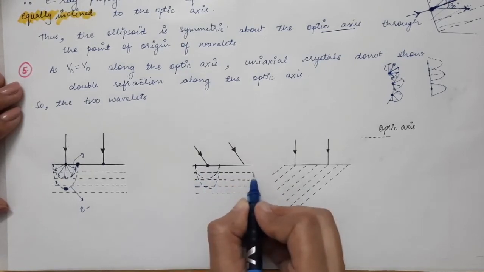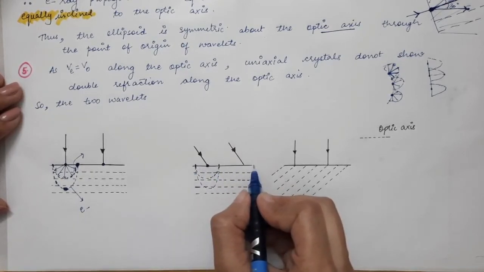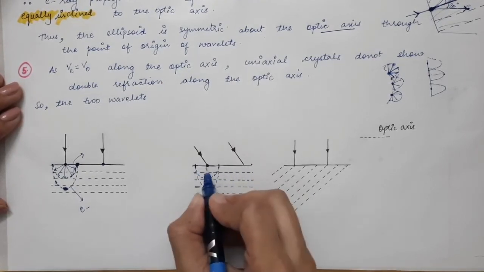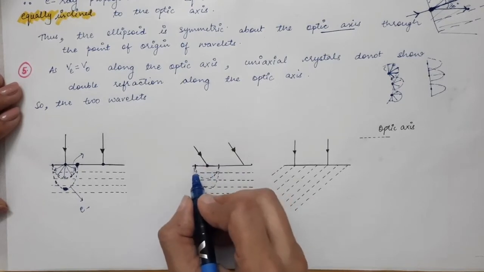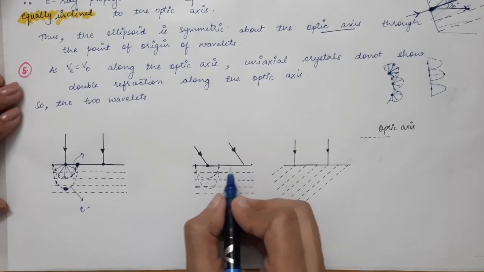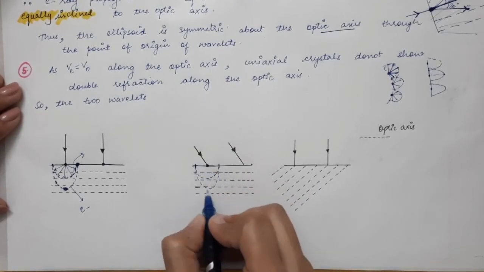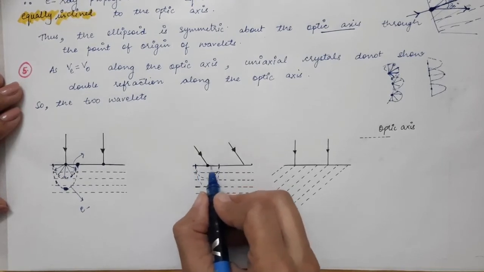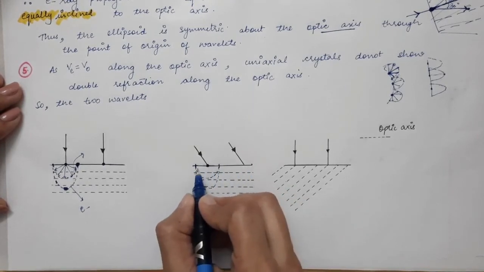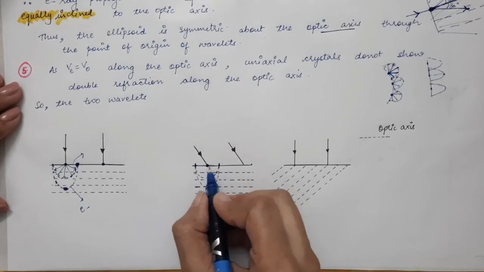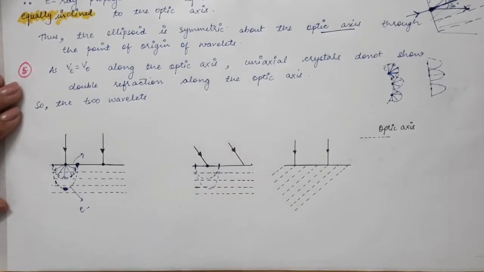So the optic axis in the second case also is parallel to the crystal surface. So here also we will take this solid line as the optic axis because it is passing through the point of origin of wavelets. So we always have to take into account that optic axis which passes through the point of origin of wavelets. These wavelets are emitted from this point. For the time being, we are only considering the wavelets emitted from this point, so we have to take only this optic axis. So the two wavelets will intersect, or you can say they'll touch each other, at these points which lie along the optic axis.